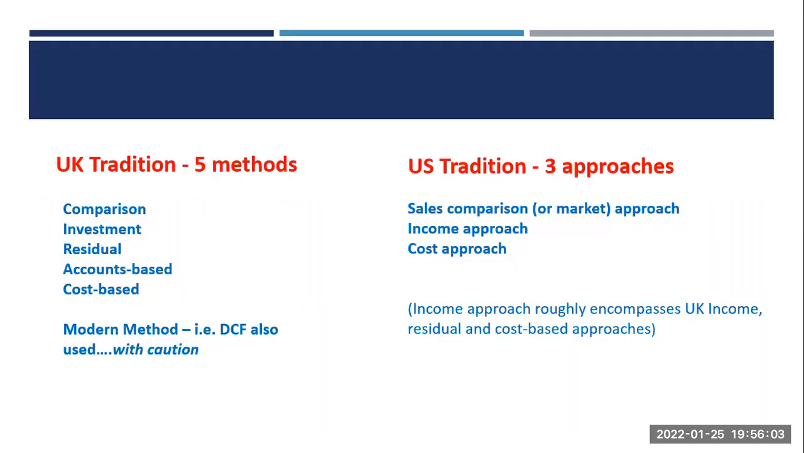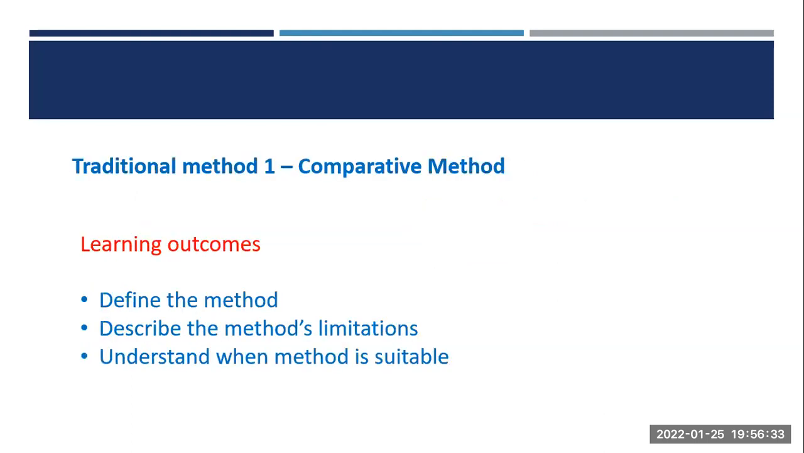So what I'm going to be doing now is looking at the comparative method. It has other names. In the UK tradition, it's probably the most commonly used method of valuation. If we look at the US way of doing things, where there are three approaches, then we would say that this is the same as the sales comparison approach, also known as the market approach. We also use this method to think about rental value in the UK and what a property might let for. So personally, I prefer to avoid the term sales.